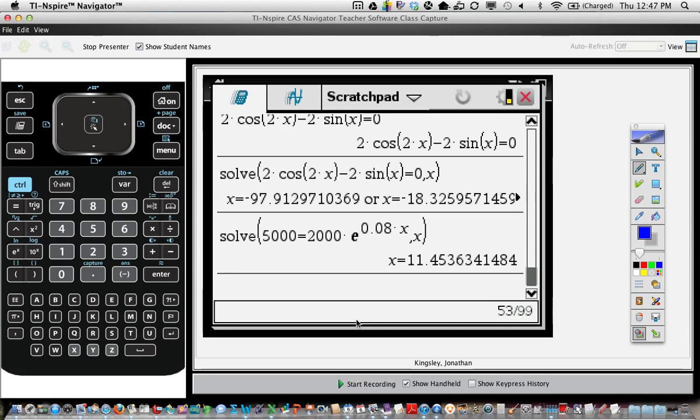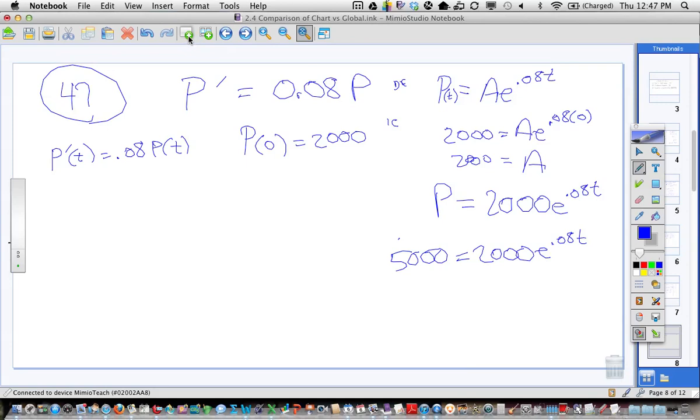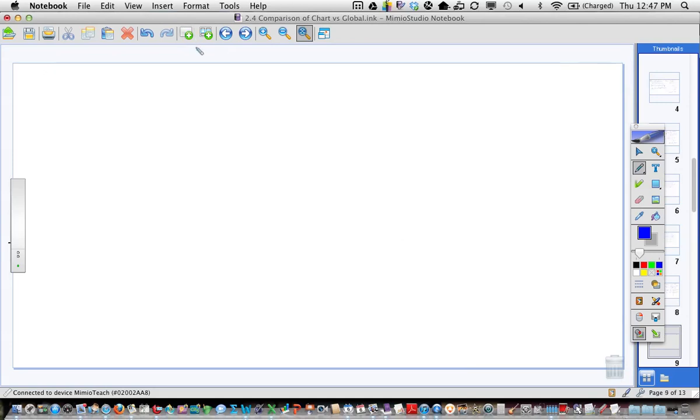So we could use a calculator to help solve that. All right. So that's the differential equation stuff. I tell you what, let's go back here a minute.